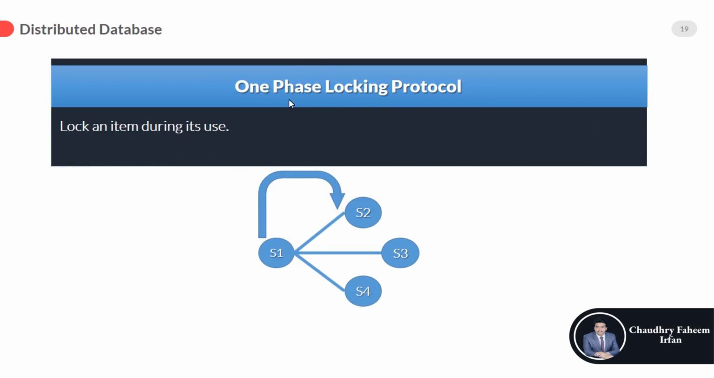First of all, the one phase locking protocol: lock an atom during its use. Each transaction locks an atom before use and releases the lock as soon as it has finished using it. This locking method provides for maximum concurrency control. For example, if I want to use or change an atom in S2, first lock the atom, then use it. If you want to perform any operation in your transaction, first lock the atom, then perform what you want.